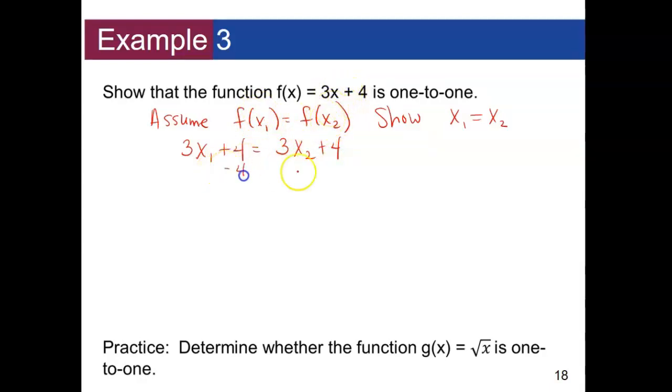So if I subtract 4 from both sides, I'm going to get 3x sub 1 equals 3x sub 2. We'll divide by 3 and get x sub 1 equals x sub 2, and that's what we needed to show in order to show it's 1 to 1. So I have a function here for you, and I'd like for you to do this algebraically, not by the graph, to determine whether the function is 1 to 1.